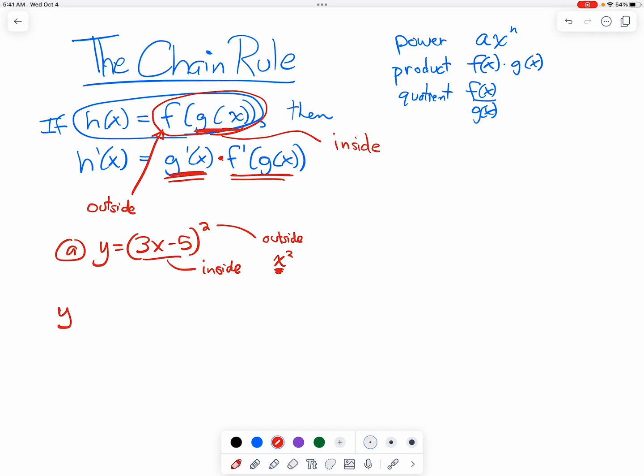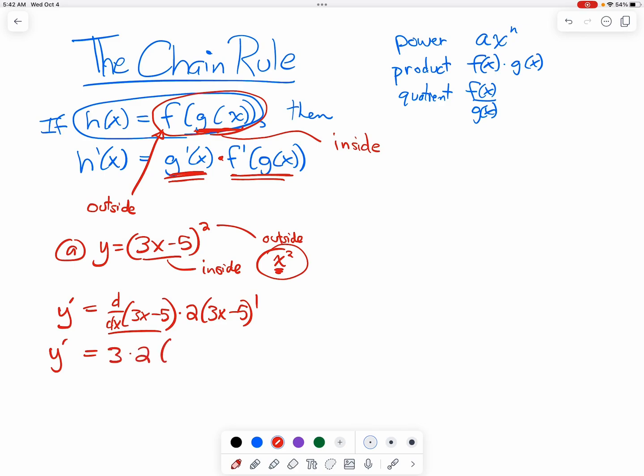And so when I take the derivative, or y prime, I take the derivative of the inside. I'm going to take the derivative of 3x minus 5, and I'll clean that up later. And then I multiply times the outside function. That's like taking the derivative of x squared. So it's 2 times 3x minus 5 to the 2 minus 1, or 1. Next line, I'm going to take that derivative of 3x minus 5. So my final answer is going to be 3 times 2 times 3x minus 5, or 6 times 3x minus 5.